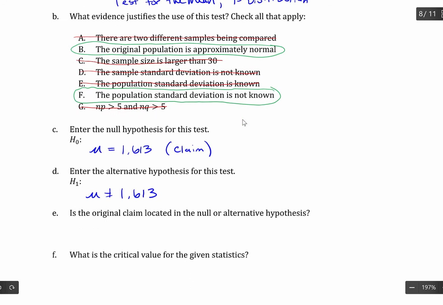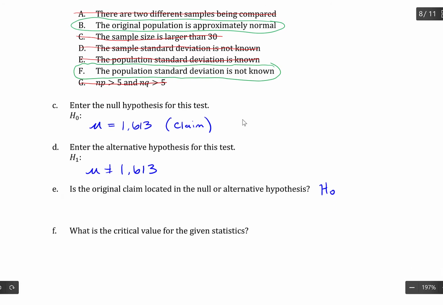All right, is the original claim located in the null or alternative hypothesis? Well, the original claim is in the null, so we'll just put that as H0. What is the critical value for the given statistics? And that's actually miswritten there. That shouldn't be critical value. That should be test statistic.